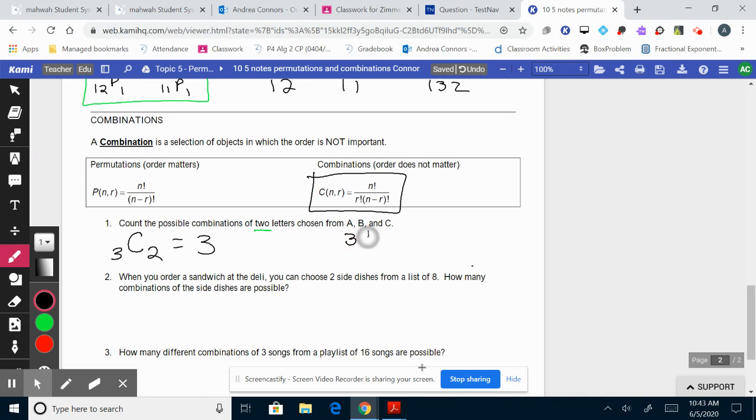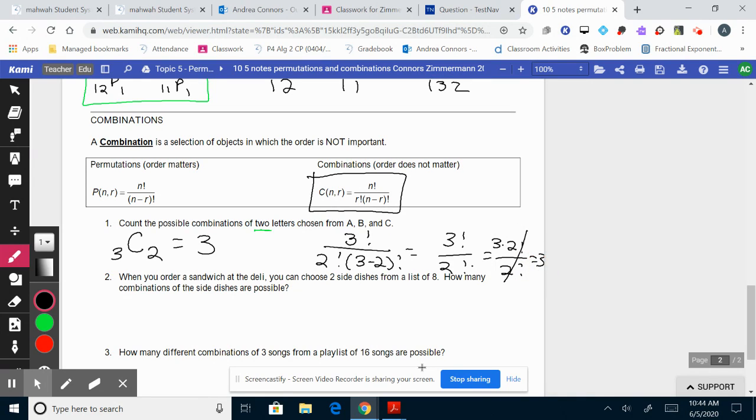So it's going to be 3 factorial all over 2 factorial times (3 minus 2) factorial. And that would just become 3 factorial over 2 factorial, which would be 3 times 2 factorial over 2 factorial. Those cancel out, and that's why you're just left with 3.